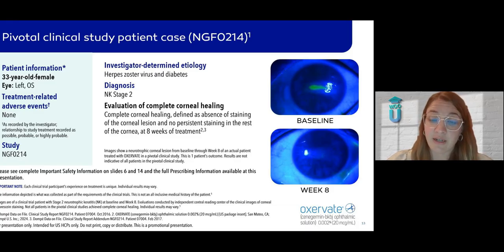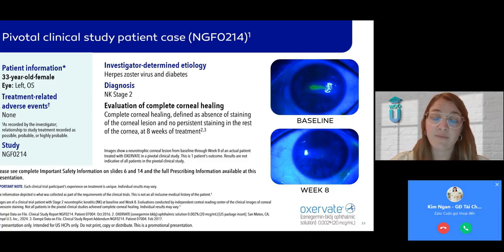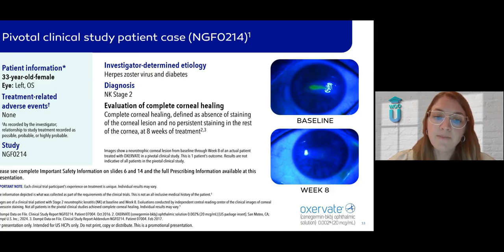Because if you look at the top picture, we have some corneal haze. And if you look at the bottom picture, that's still there. Oxervate's job is not to reduce corneal haze. Oxervate's job is to heal the defect, and it did that successfully. But my question would be, if we found this patient earlier at stage 1, could we have avoided that? We don't have insight into what the vision was, so we won't know. But I would assume that some vision is lost.